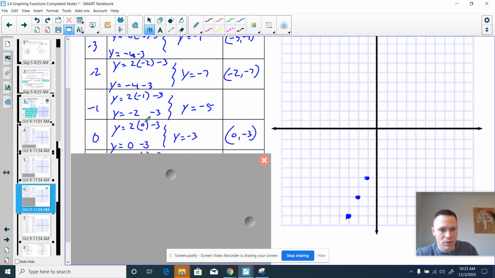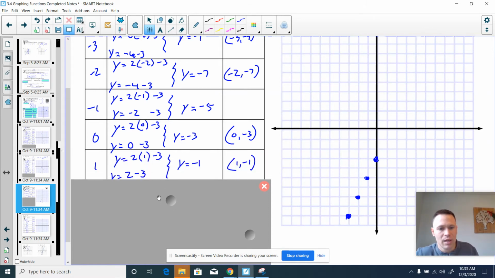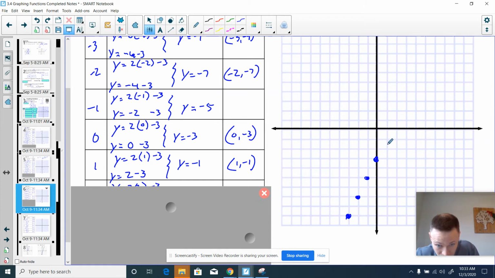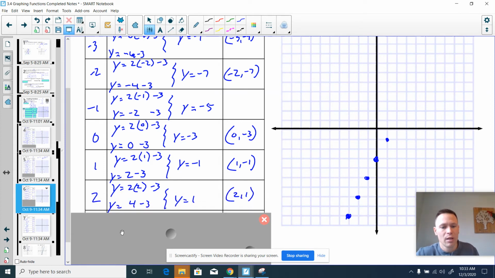0 is the easiest. 2 times 0 is 0. Subtract 3 from that, you get negative 3. So I have 0, negative 3. Still in that straight line. If I substitute in 1, 2 times 1 is 2, minus 3 is negative 1. So I have 1, negative 1. Still in that straight line.